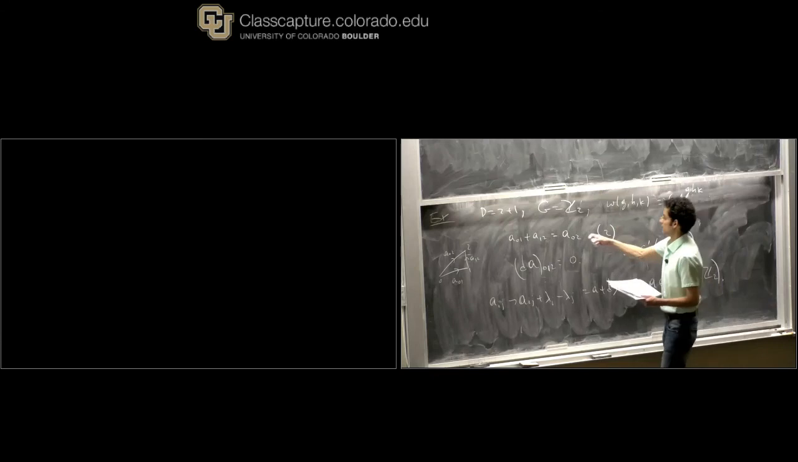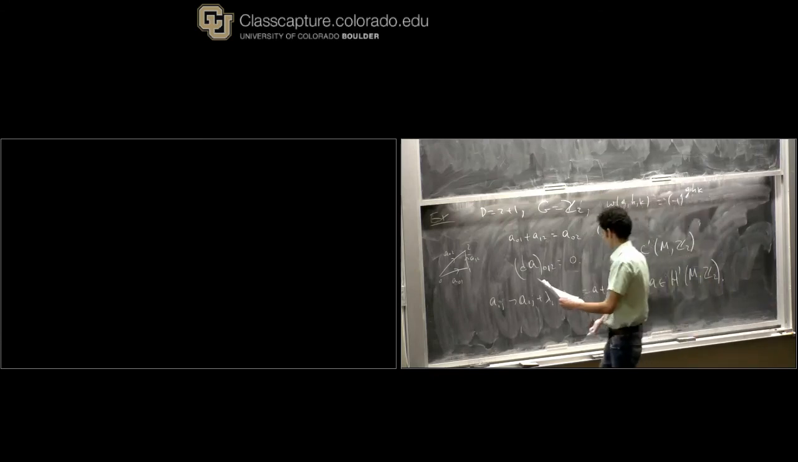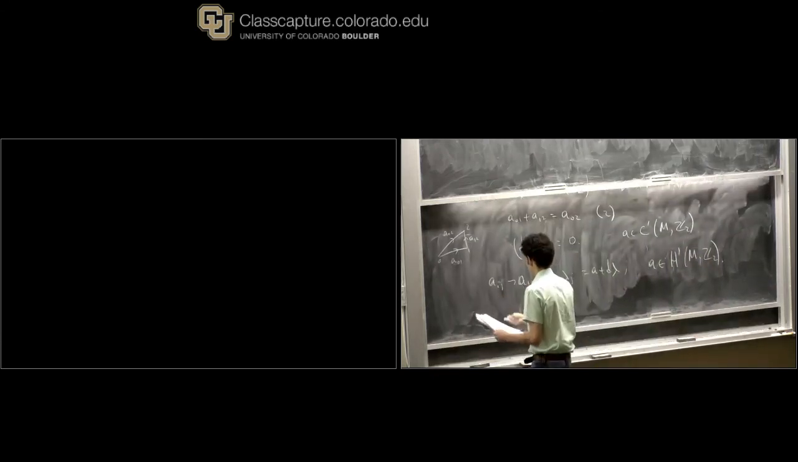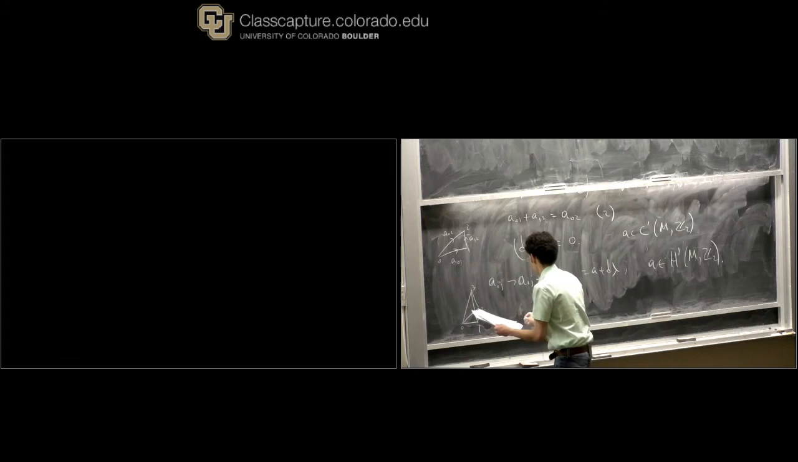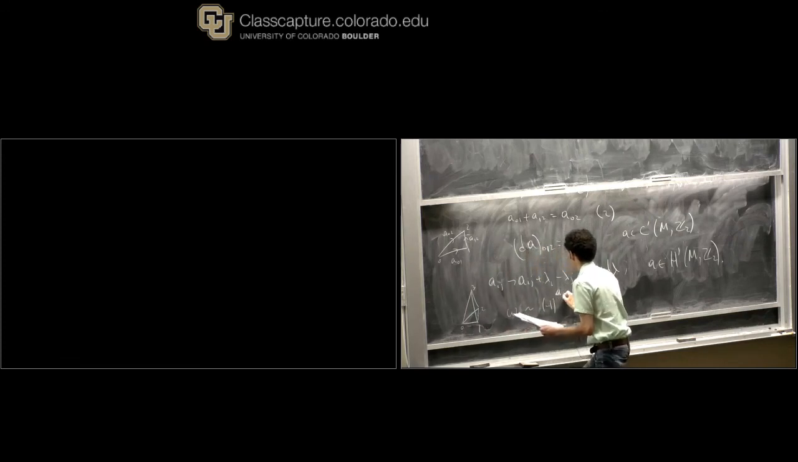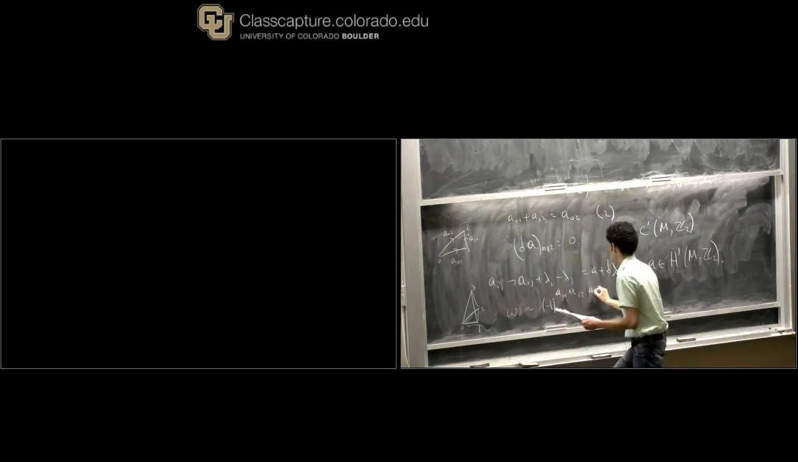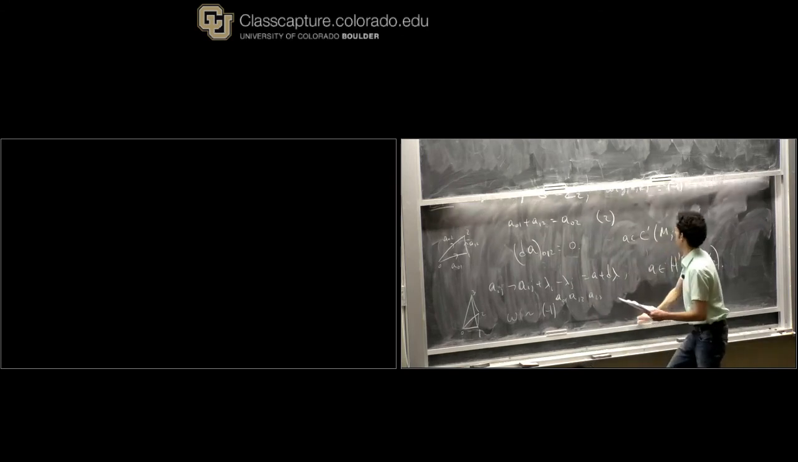And well, what is this omega? Right, I'm integrating over my manifold, over every tetrahedron in my 3-manifold. I'm doing (-1) to the power A01 times A12 times A23, right? This is my cocycle.